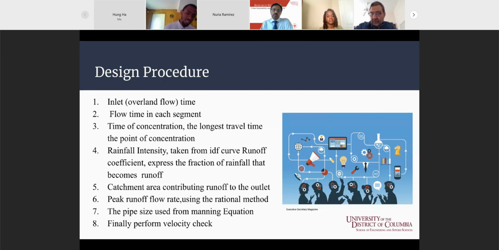This is the design procedure. We go through 8 steps: inlet time, flow time, calculation of time of concentration, rainfall intensity, the catchment area, peak runoff flow, and pipe sizes. Finally, we perform the velocity check. Next slide.